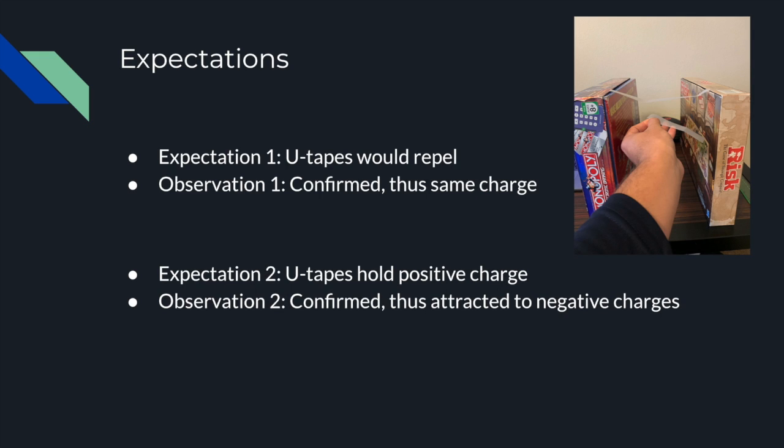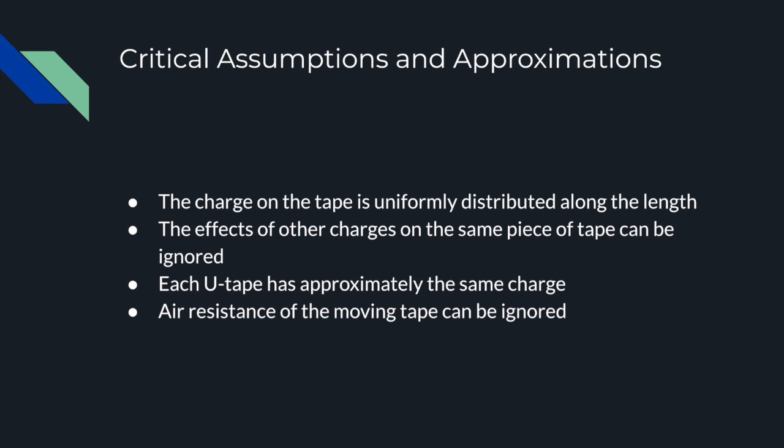So some of the expectations that we were asked to think about was that while you rip the U-tapes apart and you give them a positive charge, do you think they would repel one another? And it was confirmed that they would repel because of the same charge. And the second expectation is, would you expect it to be positive? And it was, because it was attracted to a negative charge, which was a pin charged by rubbing a shirt on it. Some of the critical assumptions and approximations we have to think about.